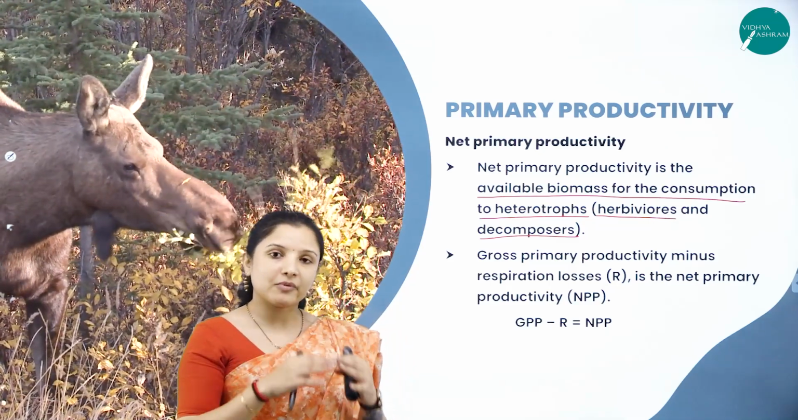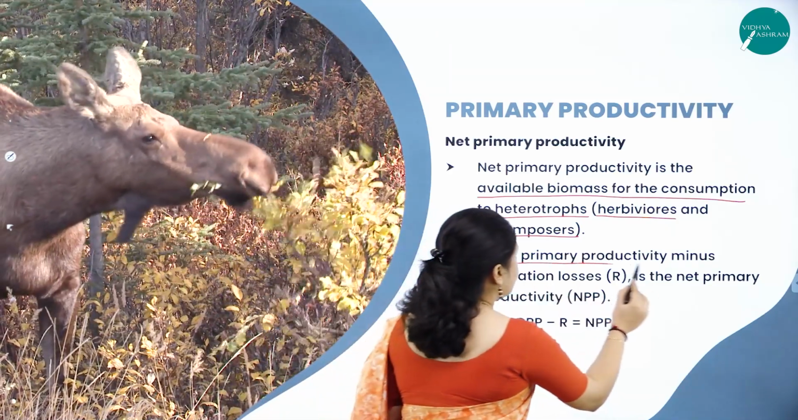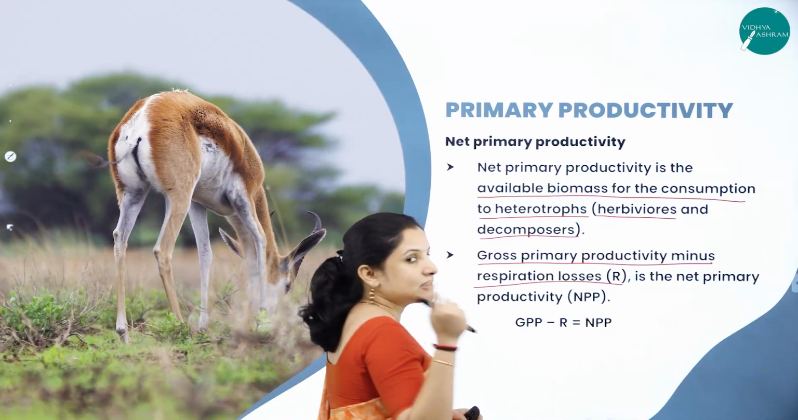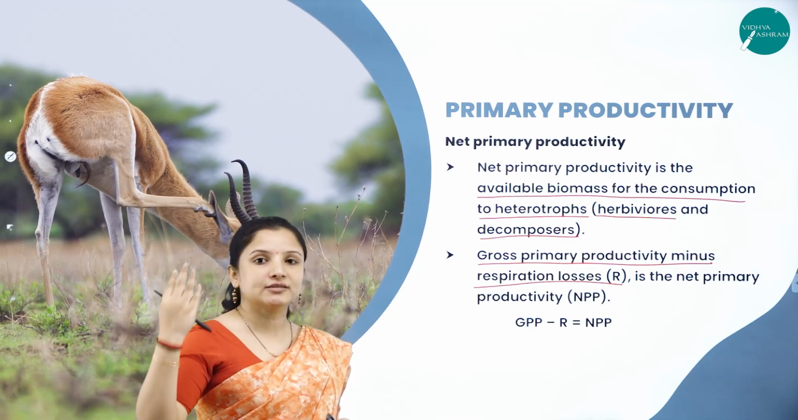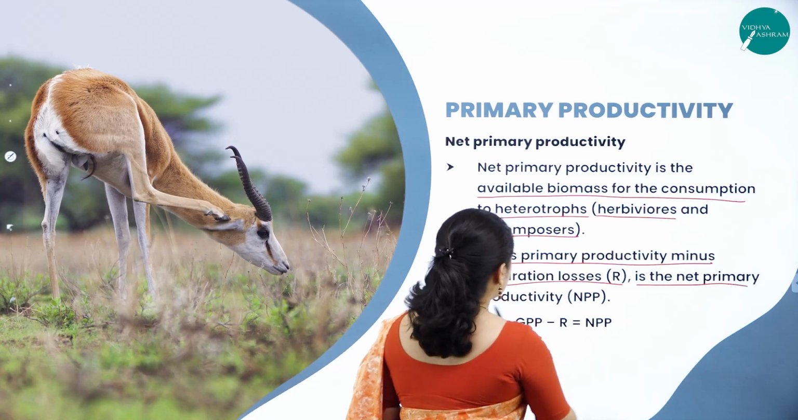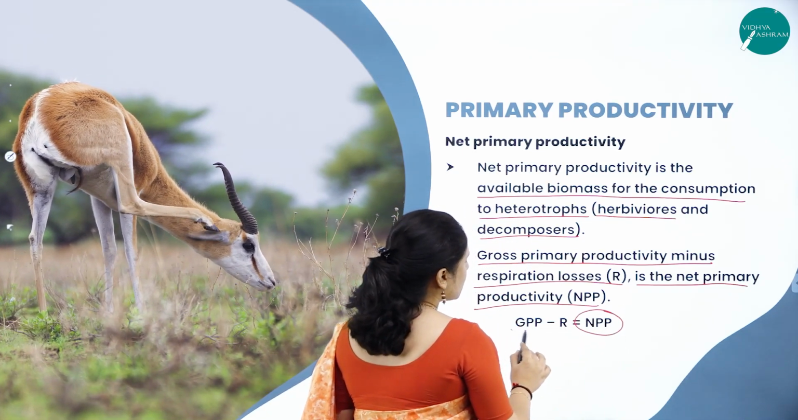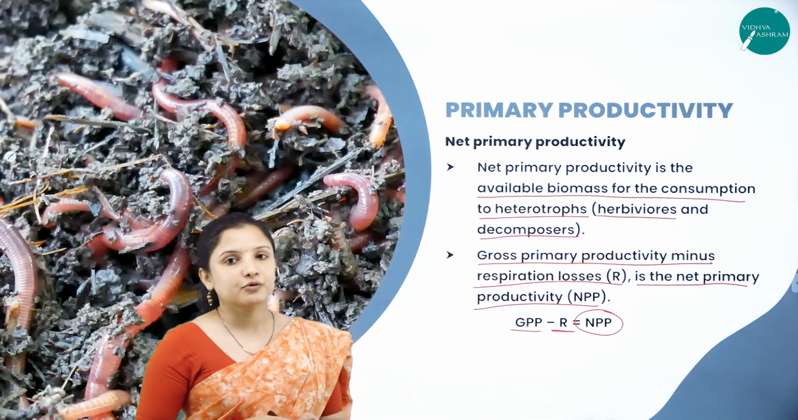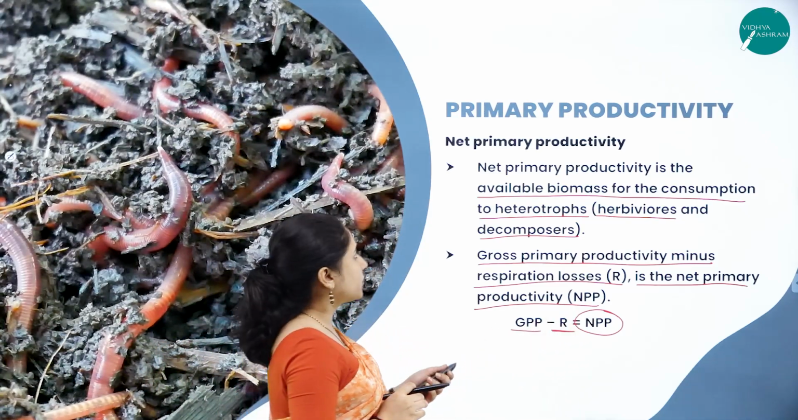So, at that time, the measurement you need to take. Gross primary productivity minus the respiration losses, because some of the energy is utilized during the process of respiration. That is when energy is given back to the environment. Therefore, net primary productivity is equal to gross primary productivity minus the energy that is lost during the process of respiration. So, this calculation will give you the net primary productivity.